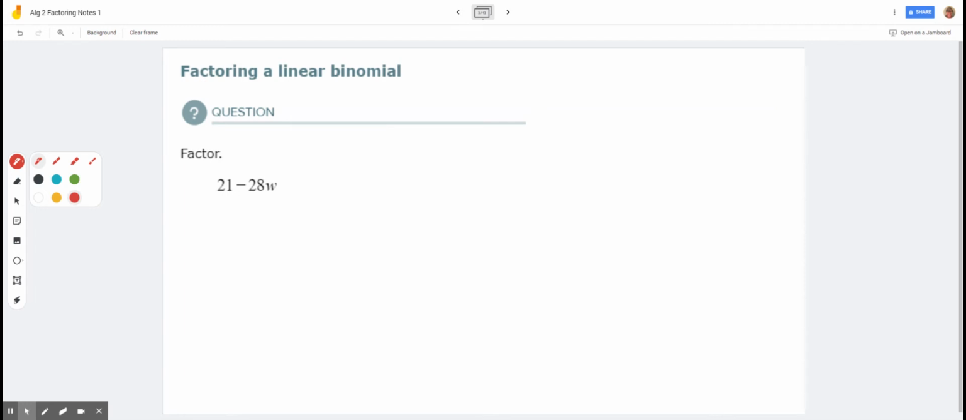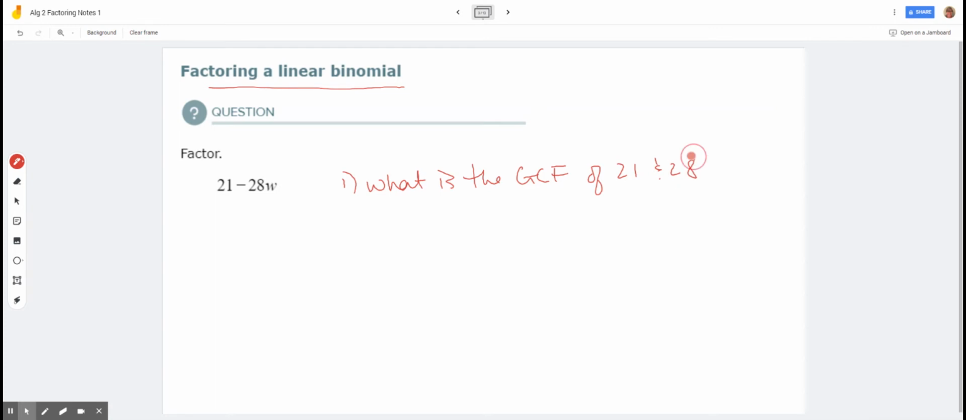All right, factoring a linear binomial. Okay, binomials are nice to factor because it's basically just a division problem. Okay, we're going to break it apart. So you have to ask yourself, this is the first question. What is the GCF of 21 and 28? So you're looking for what do they have in common. I am going to teach this the dividing way, and I'm going to teach it to you the way I do it, which is multiplication.